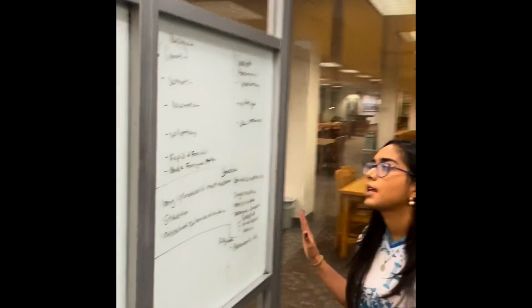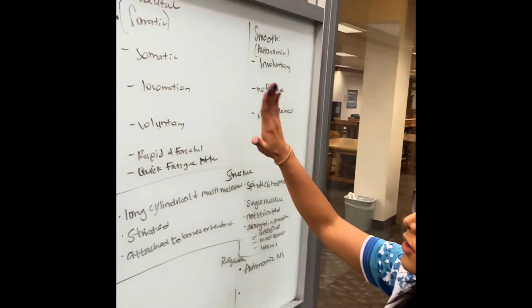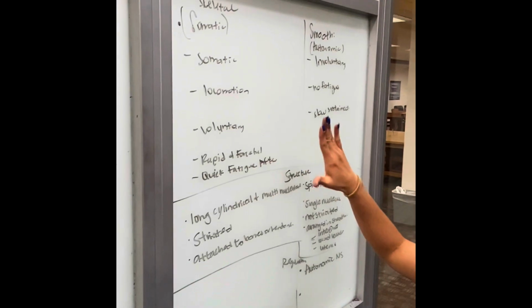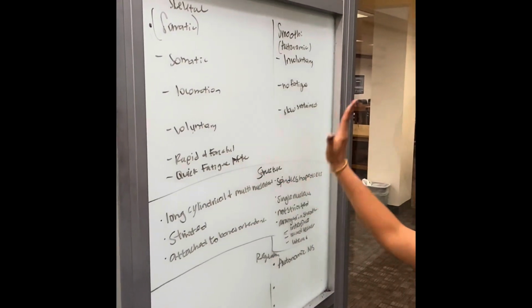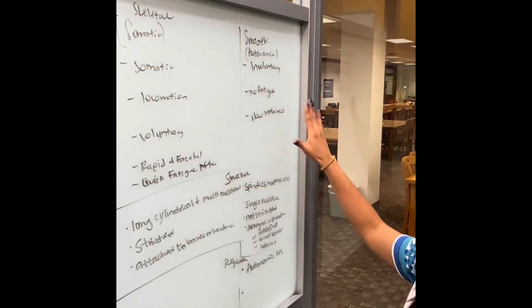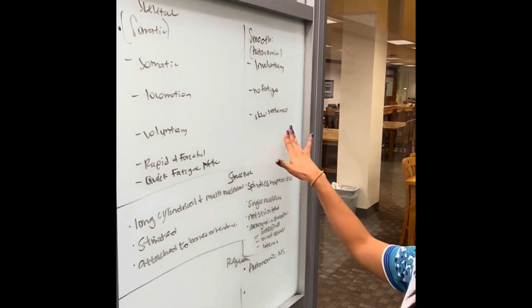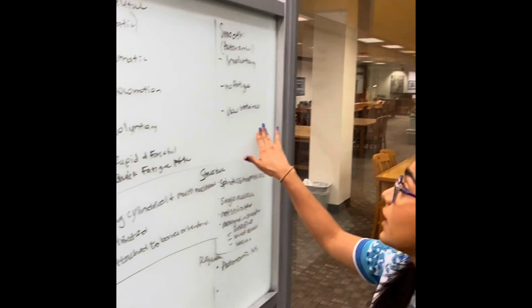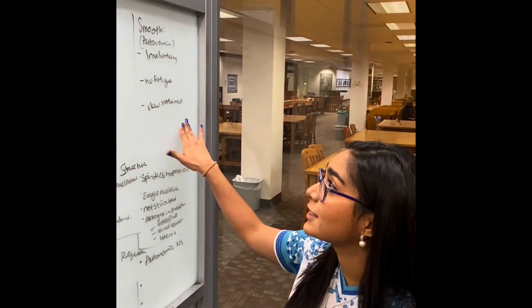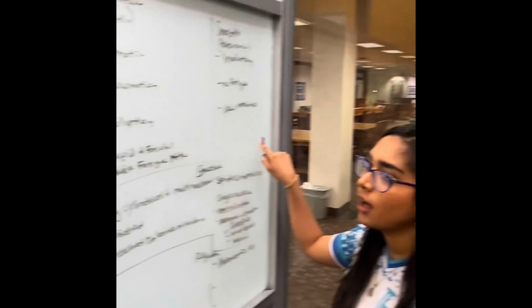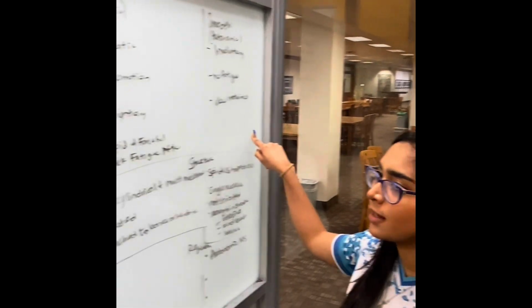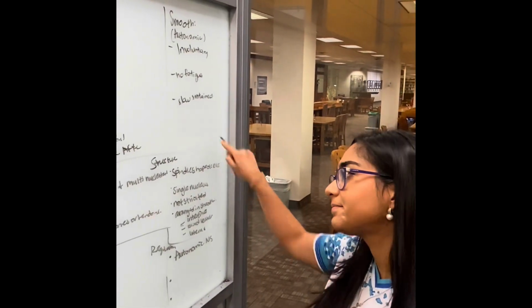And just a little bit more to notice is that skeletal is somatic. You use it for locomotion, it's voluntary, it's rapid and forceful, and it's usually quick to fatigue. And smooth, it's involuntary. You have no fatigue. It would be very bad if you would get fatigued in these autonomic things that you can't control. And it's low sustained, depending on whether it's tonic or phasic.